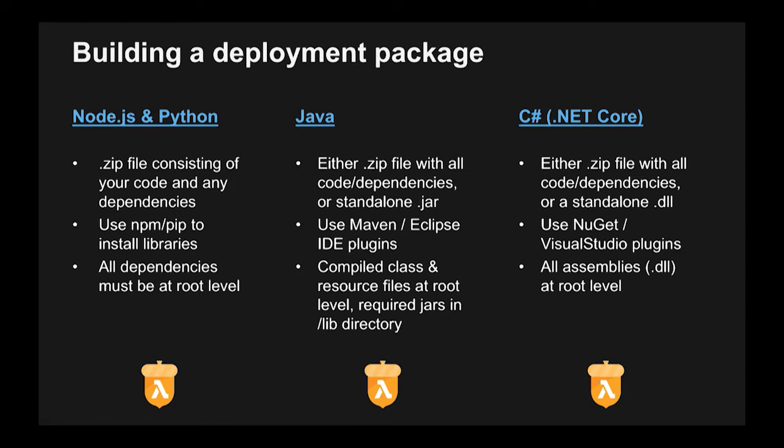So with Node.js and Python, you're typically just putting it into a zip file, which you then are going to include your dependencies as part of, and all of those dependencies need to be at the root level. For Java, you can push up a zip file or a standalone jar, again, compiled with any of the class resources at the root level. Jars can be in a lib directory. And then for C#, you're also going to create a zip file, and you can use things like NuGet, or we have Visual Studio plugins to bundle that all properly up as well.